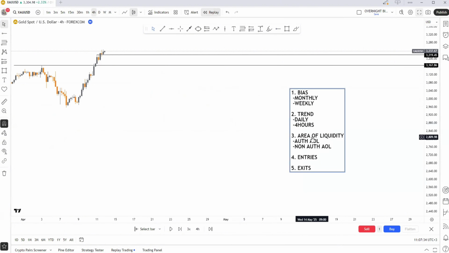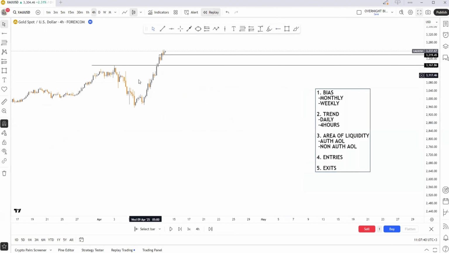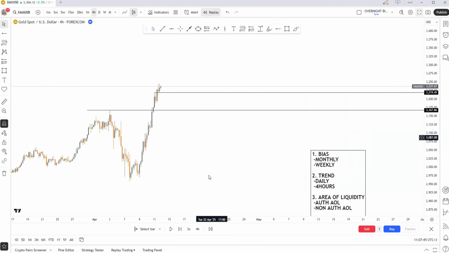You need to check on your side. Do you have authenticated area of liquidity? If yes, any nearest authenticated area of liquidity will be used for you to take the trade because it's bullish, will be used for you to take the trade to the upside direction.